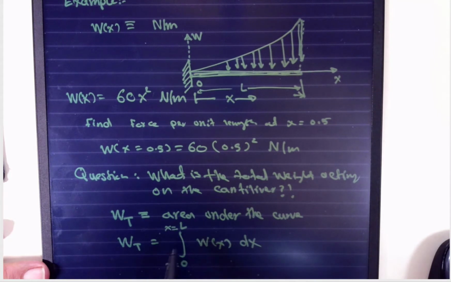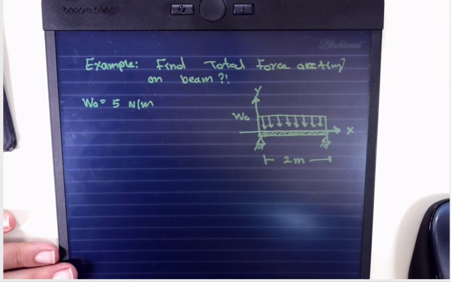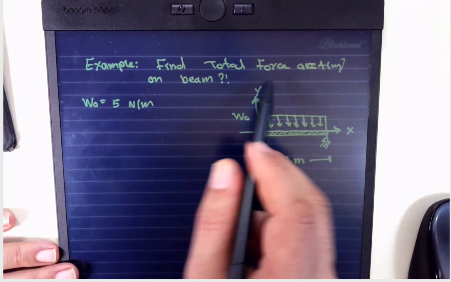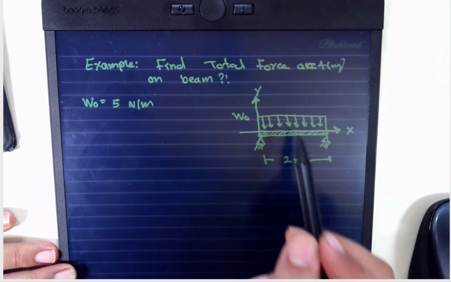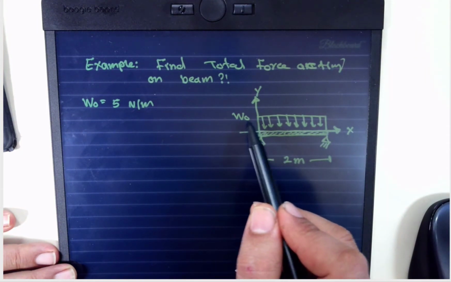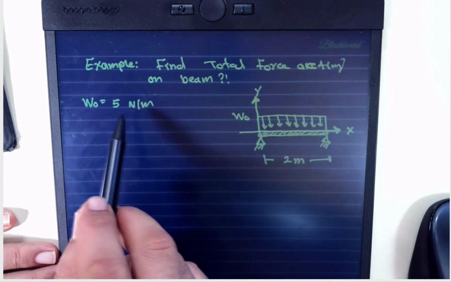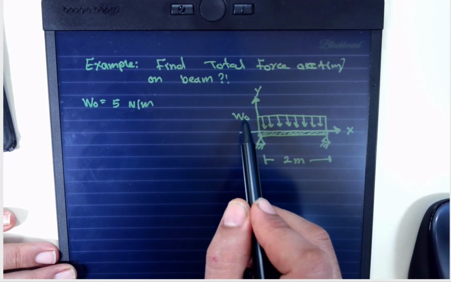So in this lecture, I'm not going to go through integration fundamentals, but I will indicate a few examples of simple integration. Let's take this example. Find the total force acting on the beam. This is a simply supported beam, and there is a uniform load given by a constant magnitude 5 Newton per meter.